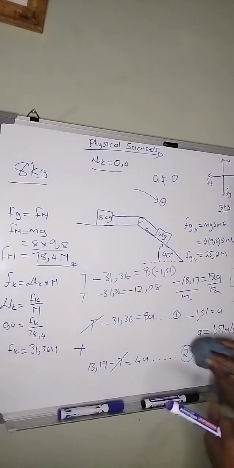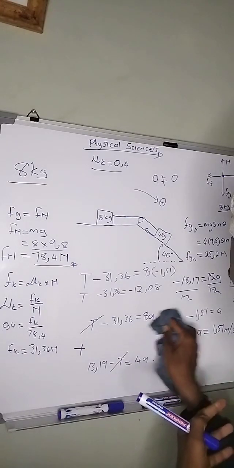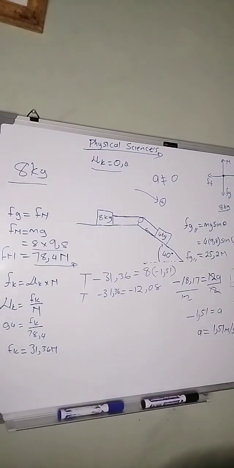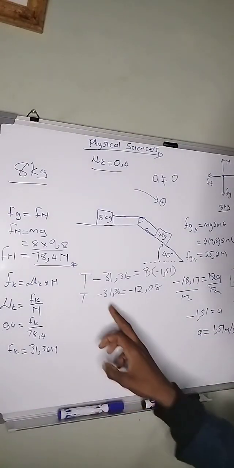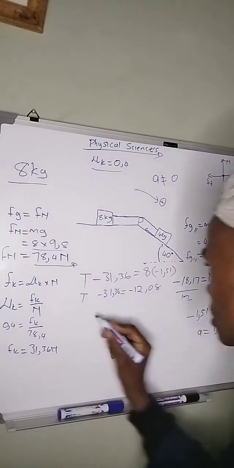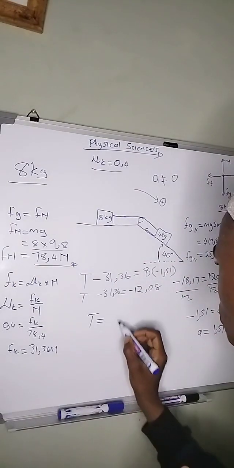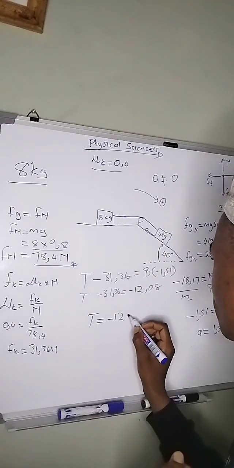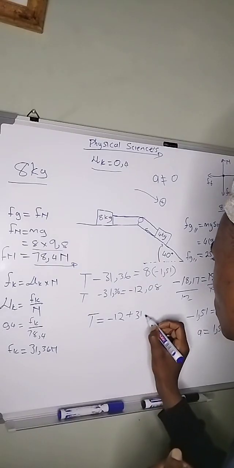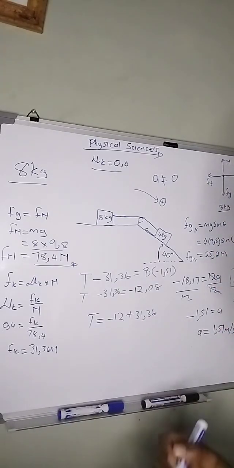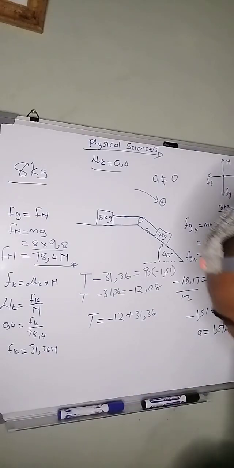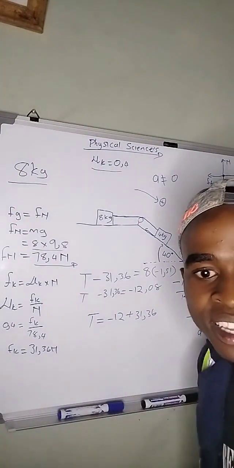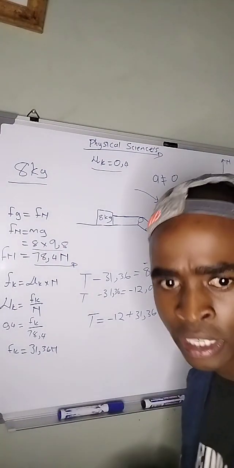So we are done with the acceleration. I'm going to wipe. Now we are going to take this to the other side, and we are going to have this being equal to negative 12 plus 31,36. So what is the answer here? Can I get an answer? Yes, it's possible.